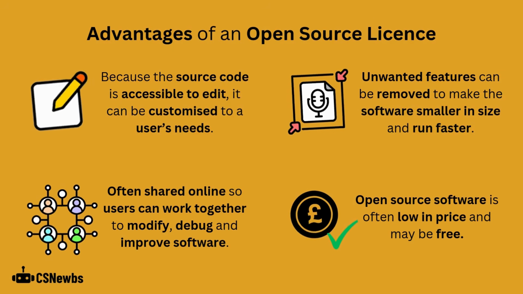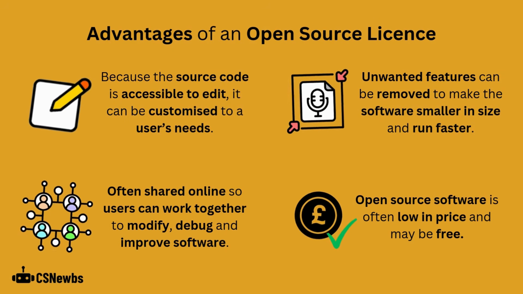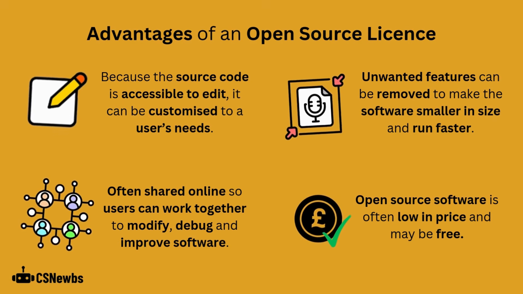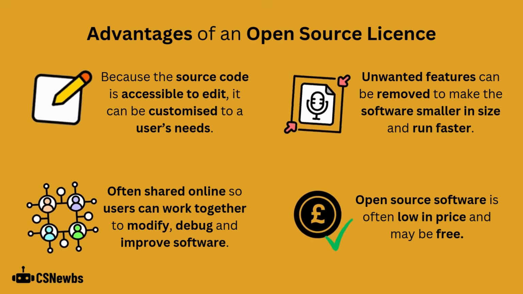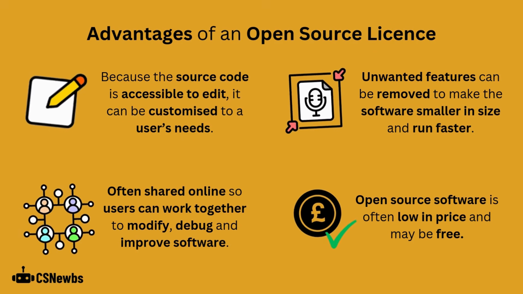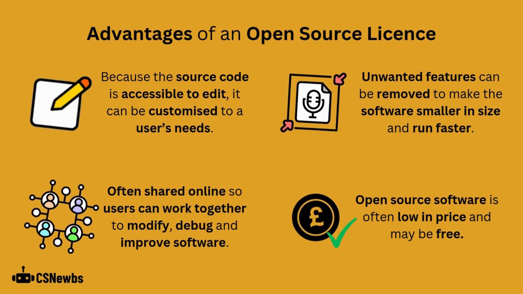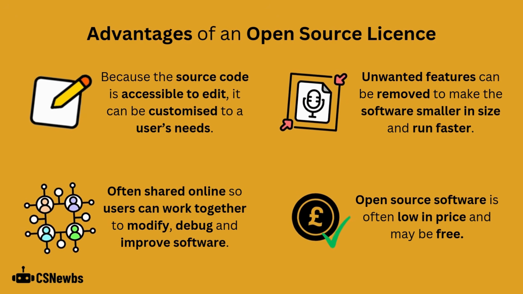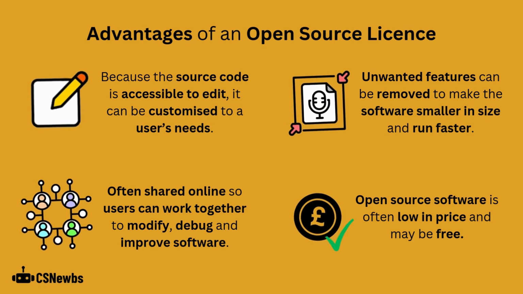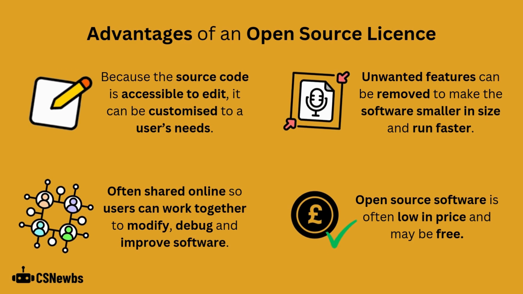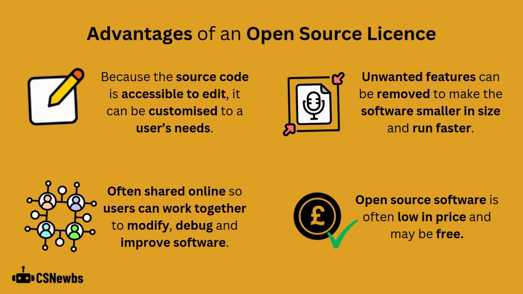The advantages of an open source license include that because the source code is accessible to edit, it can be customized to a user's needs. Also, unwanted features can be removed to make the software smaller in size and run faster. Open source software is often shared online, so users can work together to modify, debug, and improve it. Finally, open source software is often low in price and may even be free.